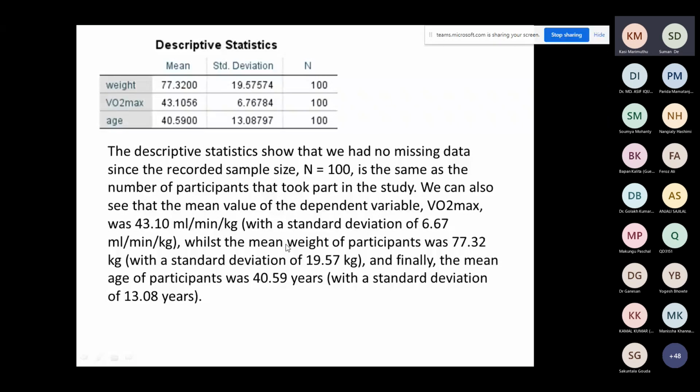The mean weight of the participants is 77.32 plus or minus 19.57. The mean age of the participants is 40.59 years plus or minus 13.08. So this way you can elaborate your descriptive statistics. Then you move on to the next table.